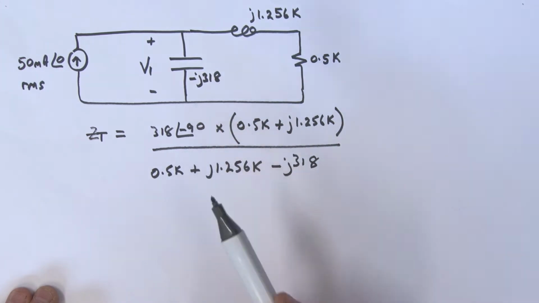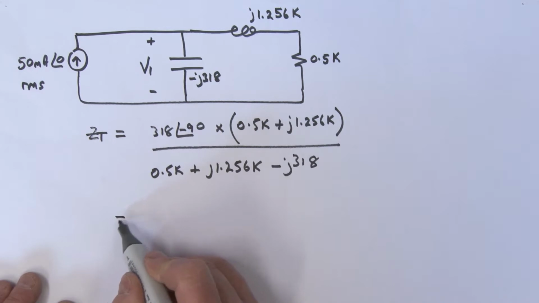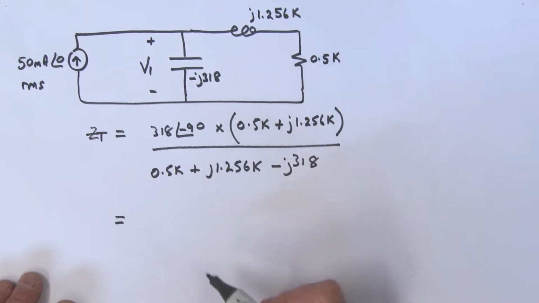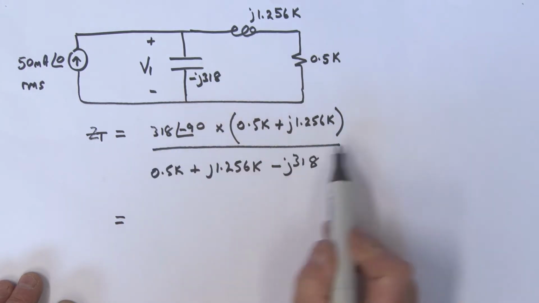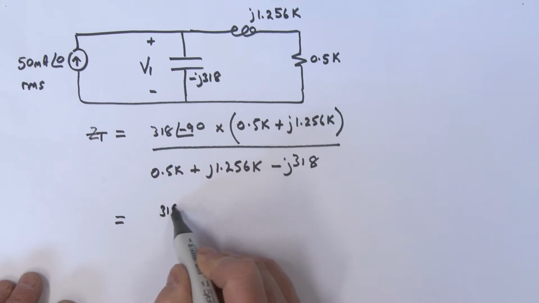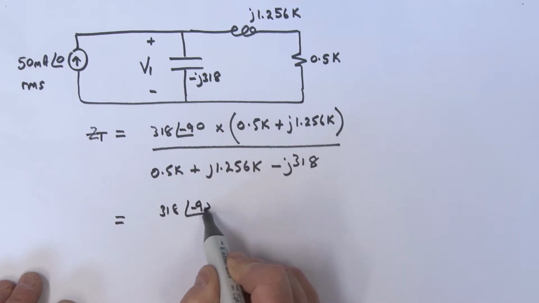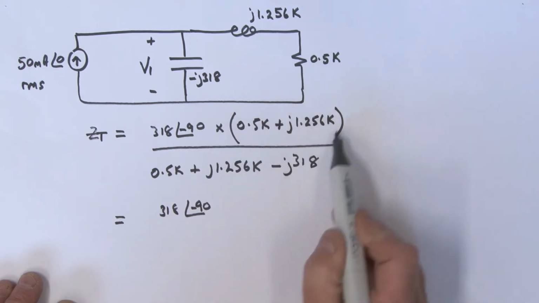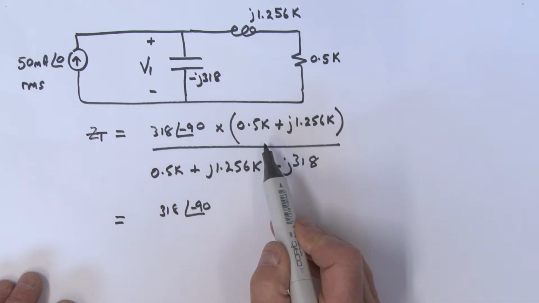Now what we need to do is evaluate this. Let's take this in a couple of steps. And I would really like you to do this, just to check my work. It will be good practice for you. In the numerator, we'll leave the 318 at an angle of minus 90. Then, since we've got multiplication here, we're going to convert this one to its polar form.